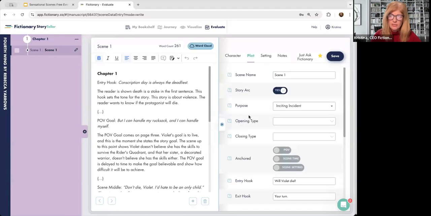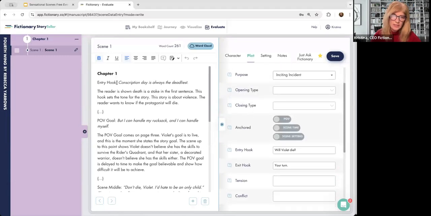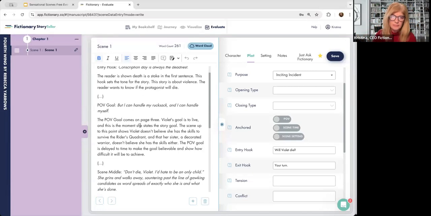And so when we look at the entry hook, we've got the sentence in the book: Conscription day is always the deadliest. That's how the book starts. So you think, what is conscription day? And it's the deadliest. So the question is, well, is Violet going to die? And so this shows that death is at stake right in the first sentence. It hooks you for the tone of the story. So the story is about violence, and the reader wants to know if the protagonist will die. And so right away, one sentence, we have a whole bunch of information about the story.